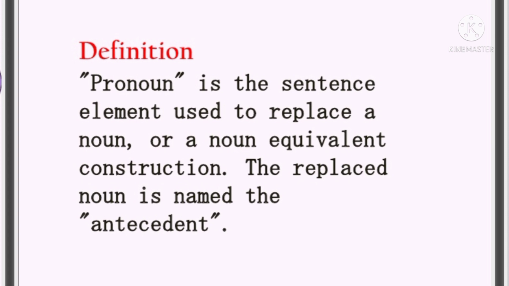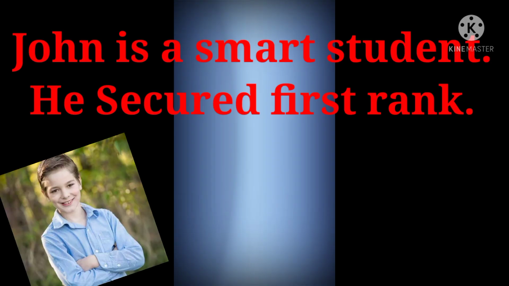Okay, see this definition. It's a sentence element used to replace a noun or a noun equivalent construction. The replaced noun is named the antecedent. Okay, I'll tell you with examples. Look at these sentences. John is a smart student. He secured first rank. In the first sentence, what is the noun that is used there?